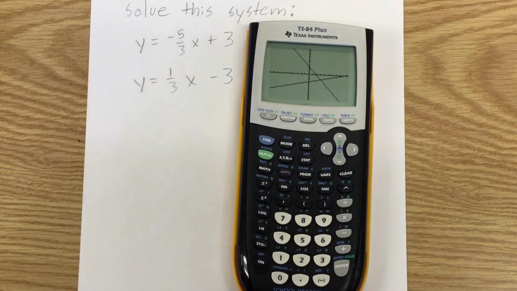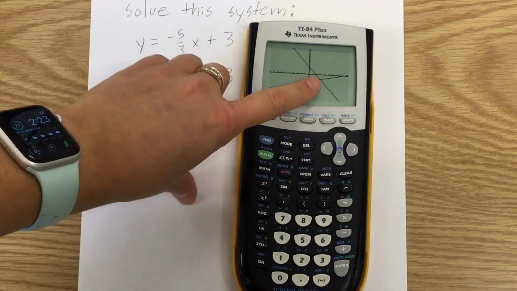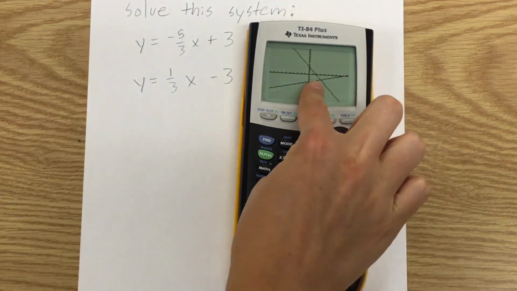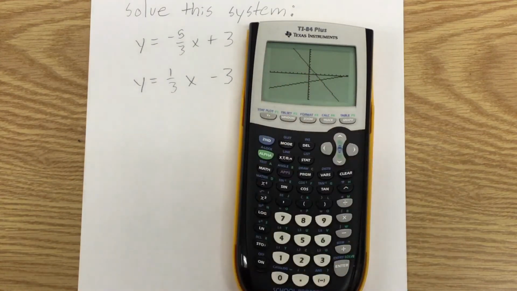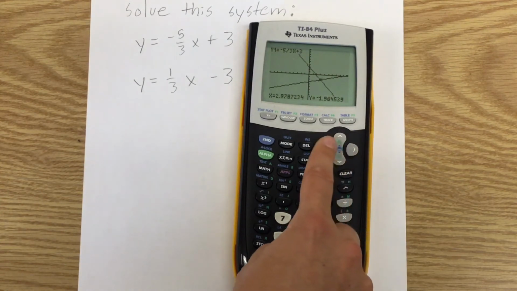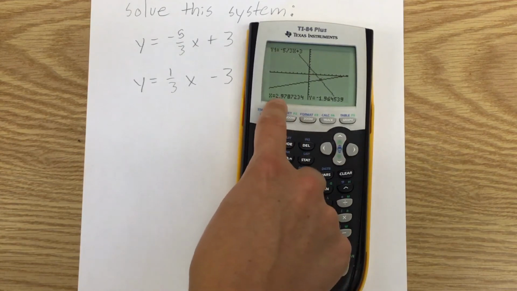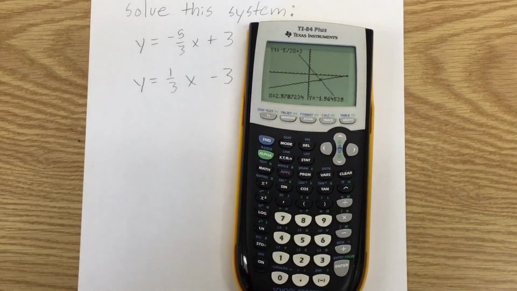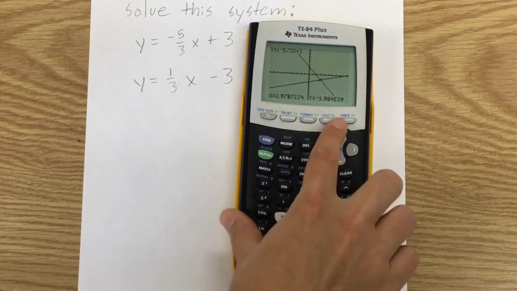Remember, the goal was to see where they intersect, and it's kind of hard to see on this graph. Somewhere in here is where they intersect, but it's hard to tell where that is. And so there are a couple things that you can do. The first thing is you can hit trace, which will let you trace along the graph, but that's not always super accurate. I can get pretty close, so it's probably about 3, negative 2, but it's not always super accurate.